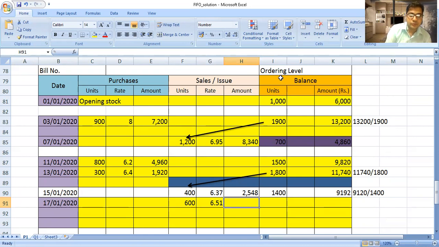What about the value? Yes, Tandel got 6906, the value of units sold. Now we have to find out the balance. How will we find it? Previous balance was 1400. From this we sold 600 units. Remaining balance is 800.